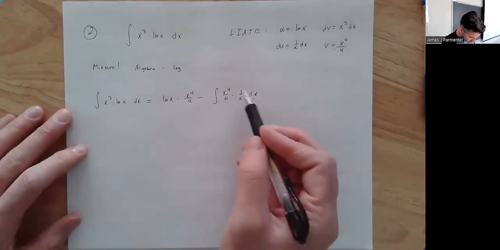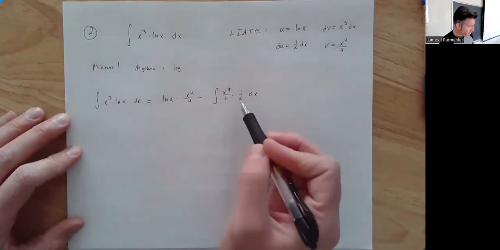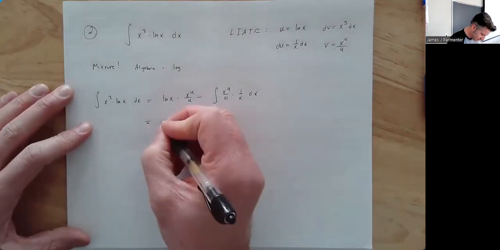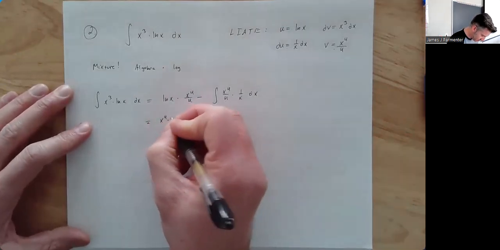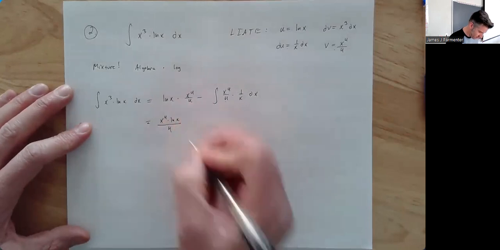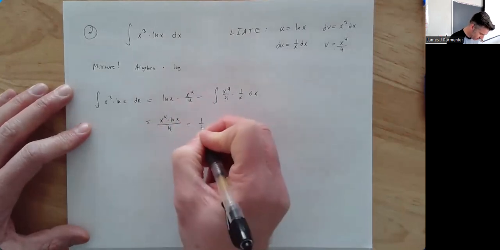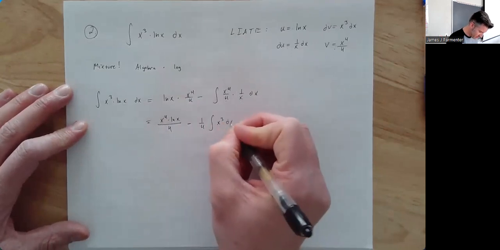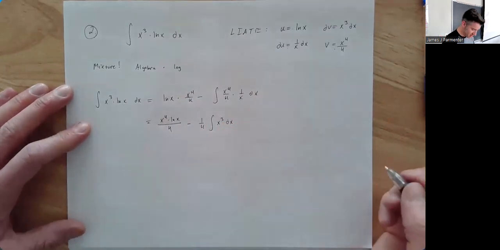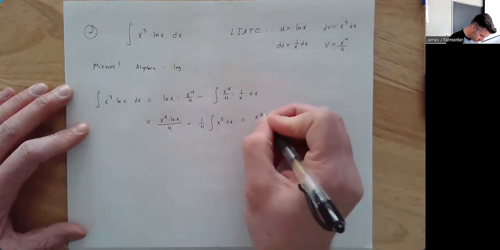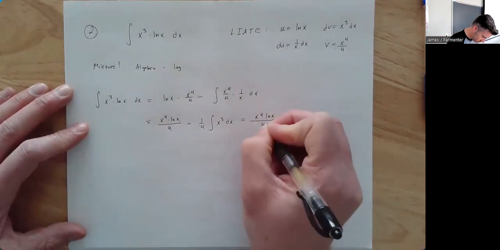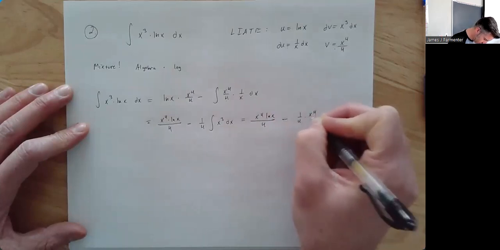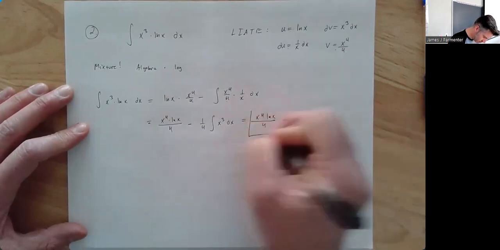Fortunately, x to the 4th over 4 times 1 over x simplifies really nicely. We can rewrite this as x to the 4th times natural log of x all over 4, minus 1/4 times the integral of x to the 4th divided by x, which is x cubed. And we for sure know how to integrate x cubed. It's going to be x to the 4th over 4. And there's our answer.